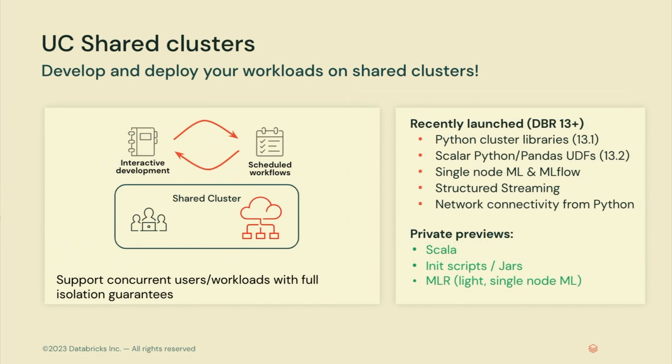And our eventual vision for this is to unify the two types of clusters. But on the journey there, we're going to make improvements to both sides. So with UC shared clusters, you'll have seen a bunch of improvements recently. So things like the ability to install Python cluster libraries, do single-node machine learning, even streaming. And there are previews right now for Scala and init scripts and jars. And also, really soon, we'll be allowing you to load a version of the machine learning runtime onto these clusters.